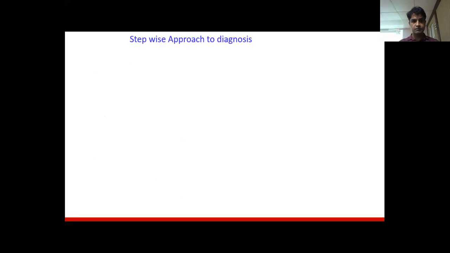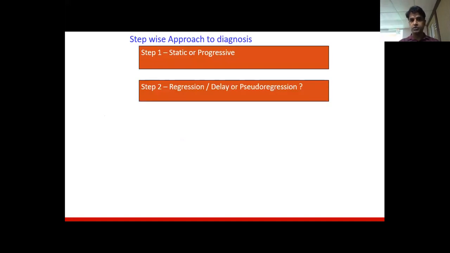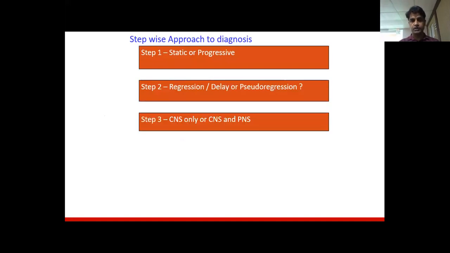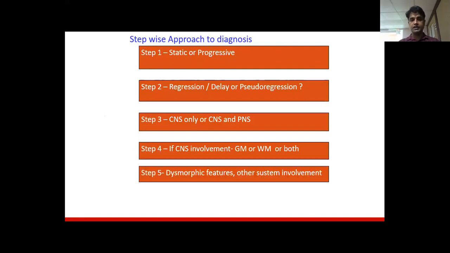So this is the same thing, just on a single page. So step 1, static or progressive. Step 2, regression, delay or pseudo regression. Step 3, CNS only or CNS and PNS. And if it is CNS, is it gray matter, white matter, both? And then step 5, dysmorphic features, other system involvement.